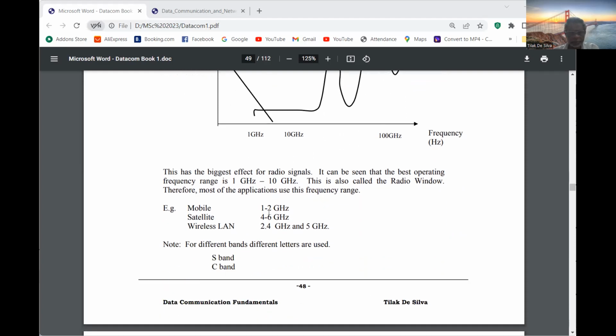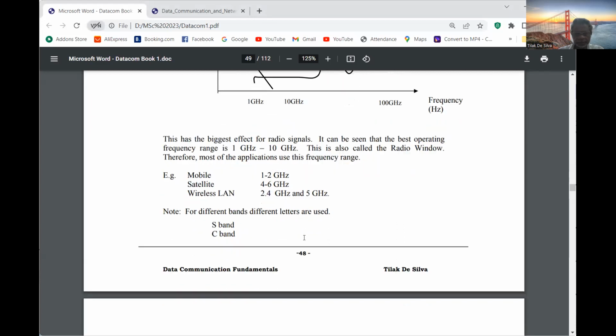Normally, for mobile communication, you use 1 gigahertz to 2 gigahertz. This is the frequency band used for mobile communication. And for satellite communication, it is 4 to 6 gigahertz, and also some higher, about 10 gigahertz, 12 gigahertz, are also used. In wireless communication, we use 2.4 gigahertz and 5 gigahertz. There are two bands: the 2.4 gigahertz band and the 5 gigahertz band. Right?